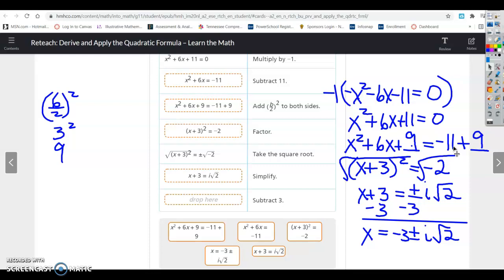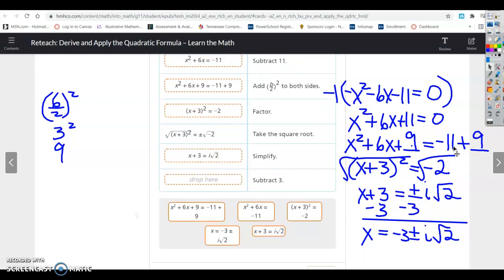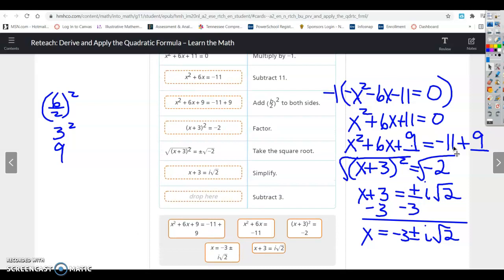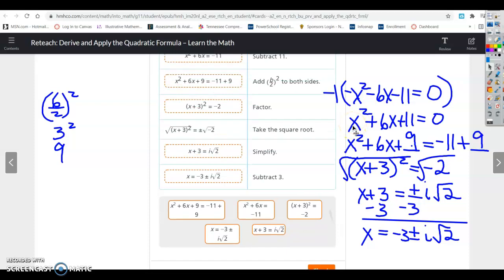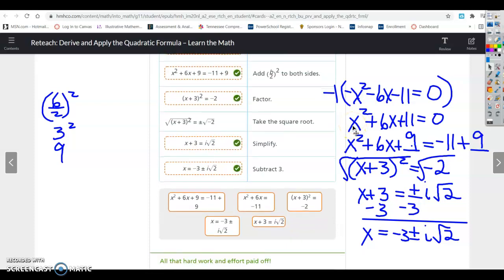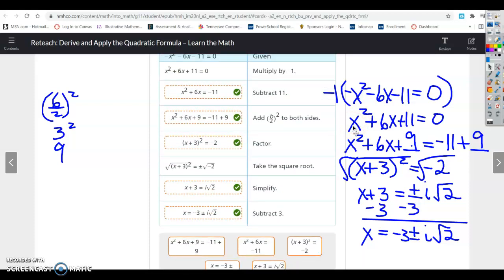And then the last step would be to subtract 3 from both sides. Alright, so this just goes through the steps in the same way that I did over here. I just wanted to show you how we would solve that before just dragging and dropping those into place.